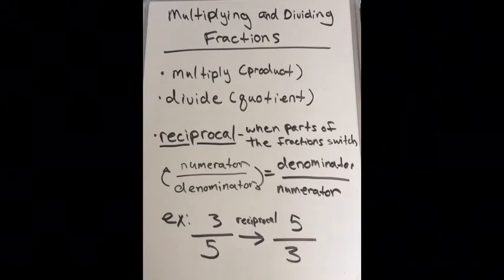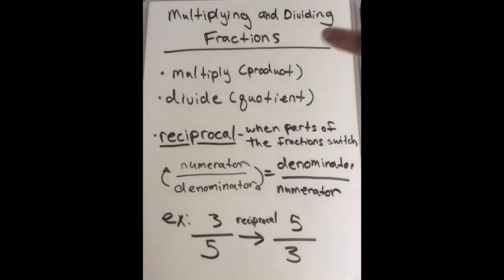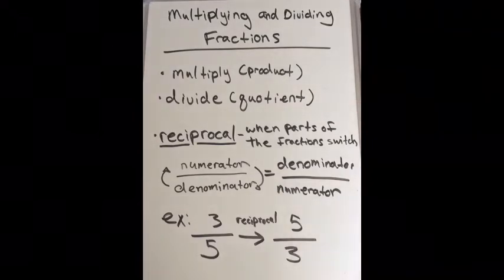Before we really start getting ready to multiply and divide fractions, there are a couple of things we want to know. First, recall that to multiply something is to find the product, and to divide something means to find the quotient. So when you're multiplying two numbers or two fractions, you're finding the product, and when you're dividing, you're finding the quotient.